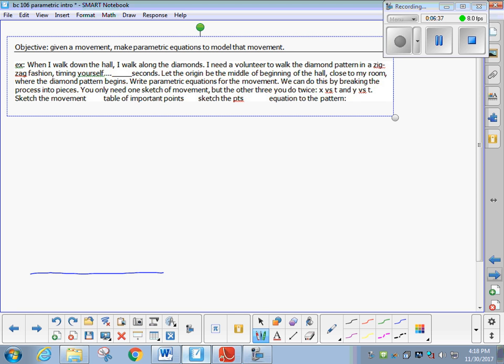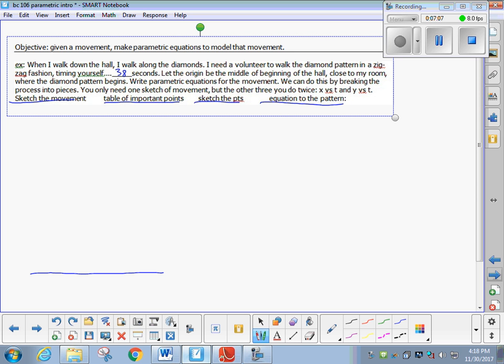Now, when you go to make a model from a movement, you typically do this in 4 stages. You first draw a picture of the movement so you have something to look at and to communicate to the people where your origin is and things like that. So in this case, I think in class they timed themselves in 6th period, and somebody took 38 seconds to walk down the hall in that zigzag fashion.